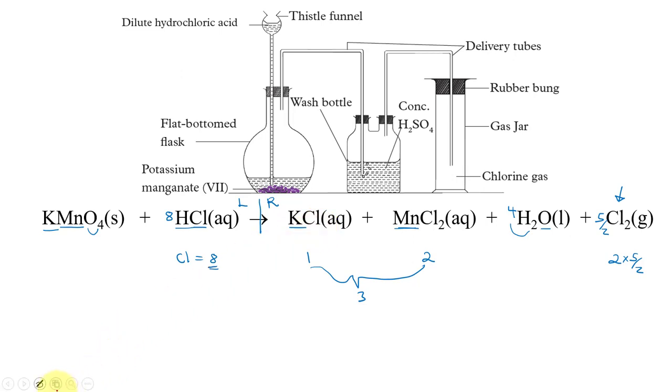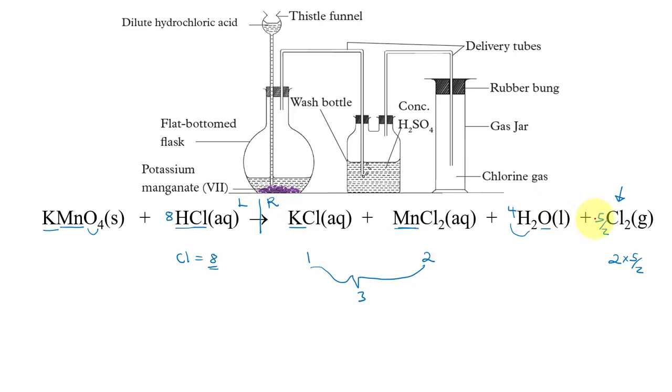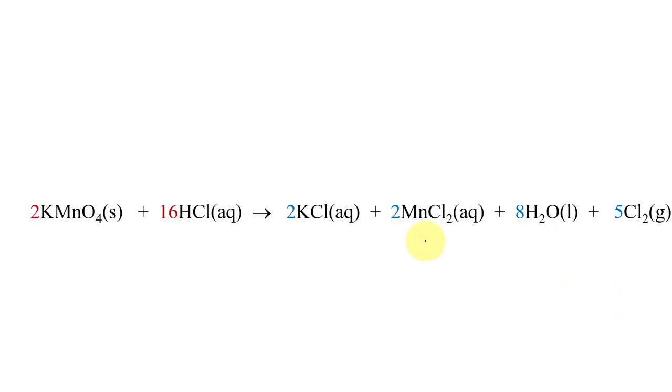Now, like we had seen in our previous example, we shall need to remove the denominator by multiplying throughout by 2. So we shall have coefficients of 2, 16, 2, 2, 8, and 5. And then we shall have an equation of this format.